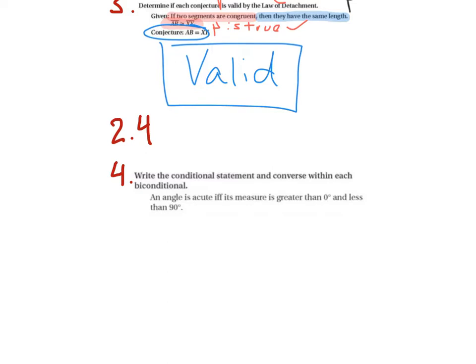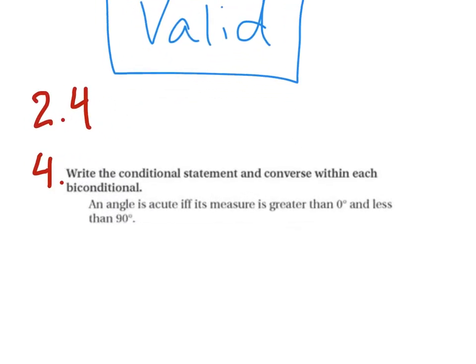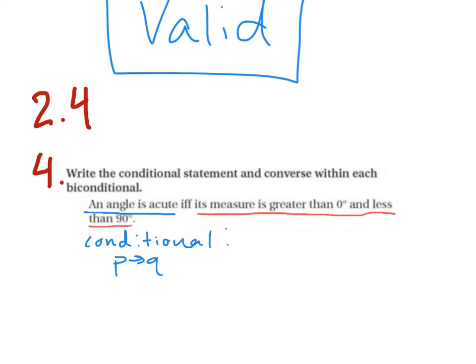Write the conditional statement and the converse within each biconditional. So an angle is acute if and only if its measure is greater than 0 and less than 90. So we need to write a conditional and converse. So we have the conditional, which is P then Q. So we have an angle is acute is our P, and then its measure is greater than 0 and less than 90 is our Q.